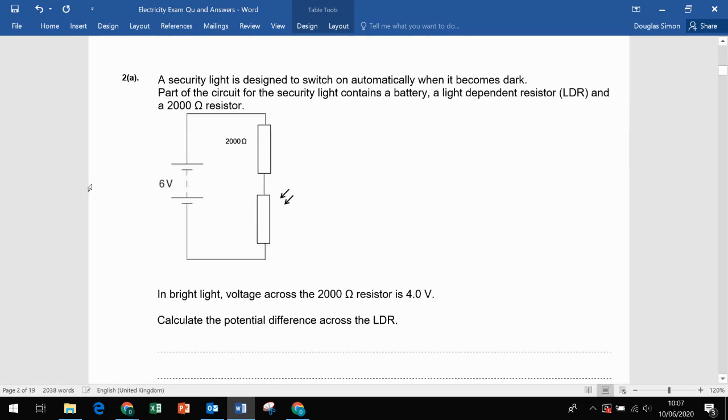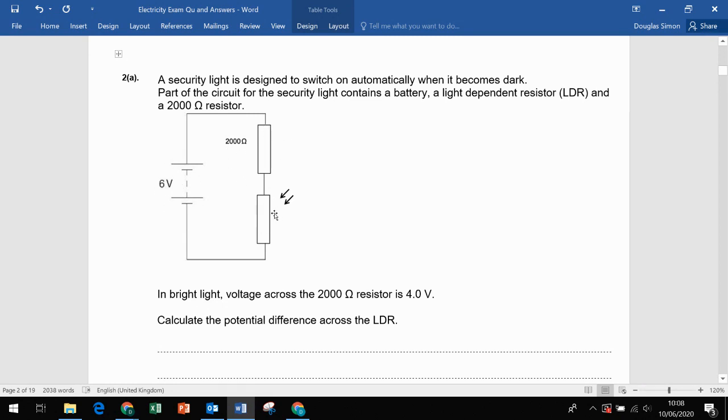All right, question 2. A security light is designed to switch on automatically when it becomes dark. Part of the circuit for the security light contains a battery, a light-dependent resistor, and a 2000 ohm resistor. In bright light, the voltage across the 2000 ohm resistor is 4 volts. Calculate the potential difference across the LDR. So this is the LDR here, not the usual symbol. Usually there's a circle, but it doesn't matter. They've told us what it is, and there are arrows coming in. This is the LDR. So this is 6 volts.